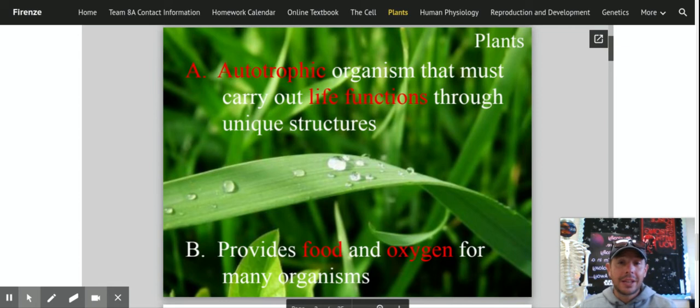And even if we don't necessarily eat a plant directly, let's say we want a burger. Okay, burger's made of cows. Well, the cow ate a plant in order for us to get our burger. So plants are very important for keeping everybody alive here on the planet.